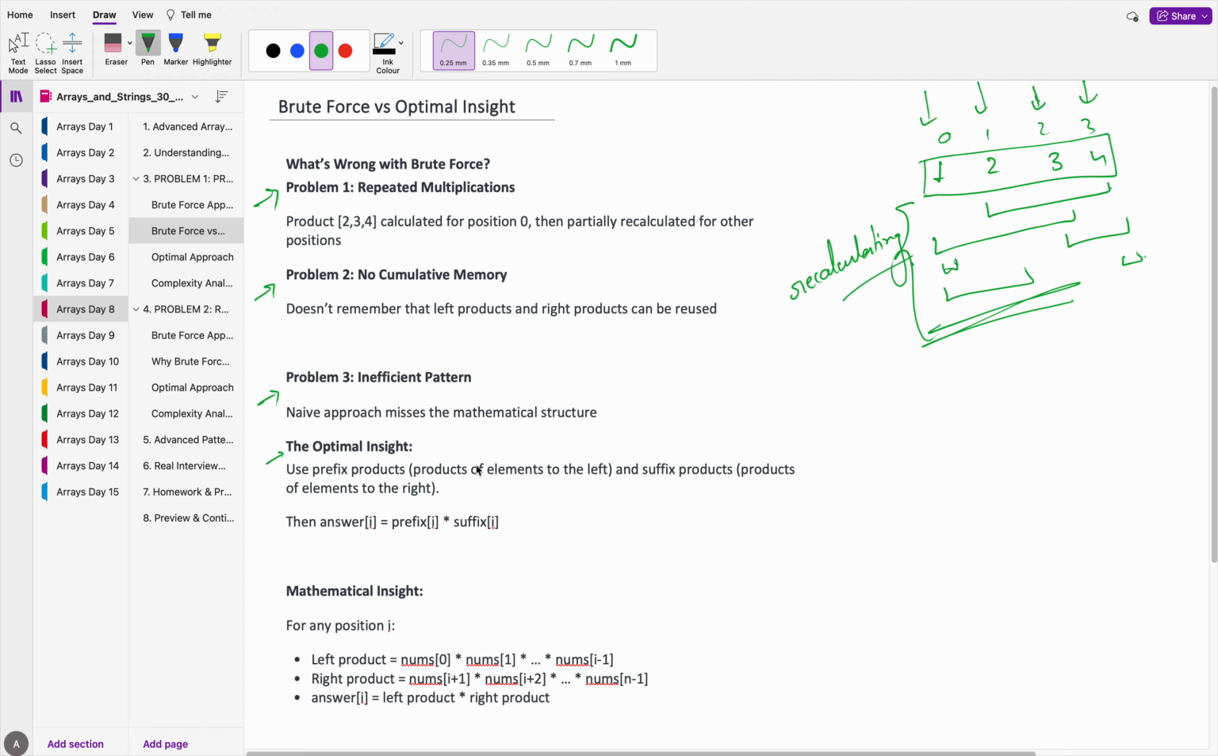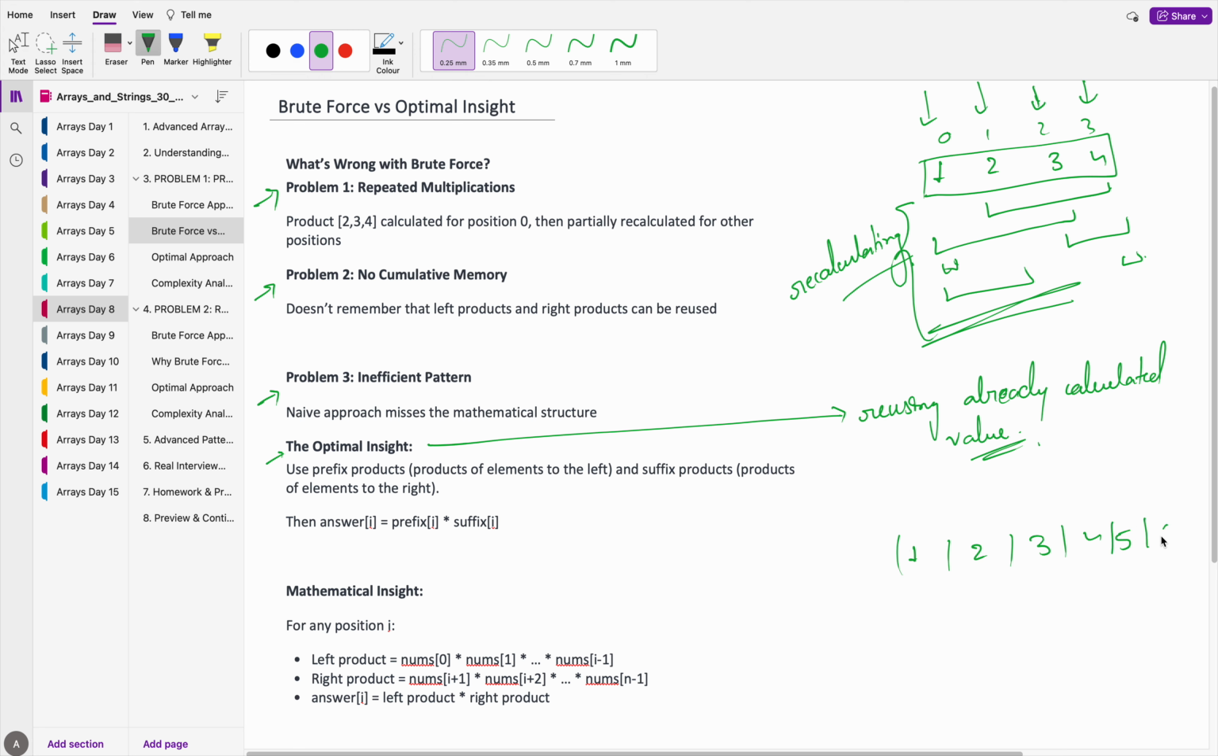Now, what does the optimal insight say? Optimal insight is nothing but all about reusing already calculated values. That's all. That's how you avoid recalculating. So for any item, let's say 1, 2, 3, and 4 are the items in the array. Let's say we have a bigger array, and 5, 6 are also items in this array. If I were to show you visually, you can see that 0, 1, 2, 3, 4, and 5 are the indexes of this array.